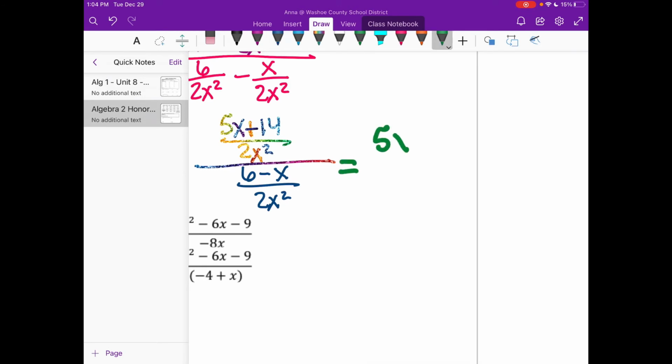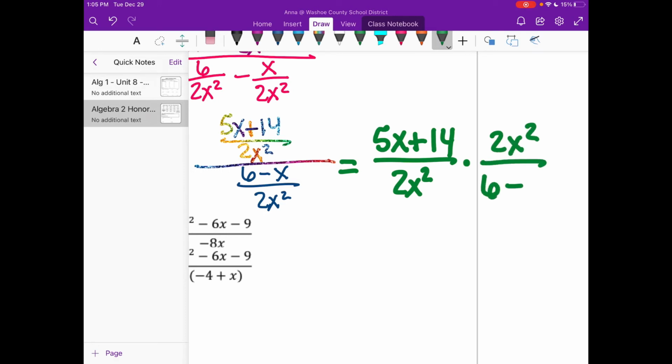Now we can go ahead and multiply them. And this is where doing it the other way might be a little bit easier, but I know I've taught it that way in the past and people have gotten confused. So you remember to flip your second fraction. So 2x squared over 6 minus x. Okay, if you go to cross reduce, you have 2x squared and 2x squared, one on top, one on bottom. That whole thing goes away.